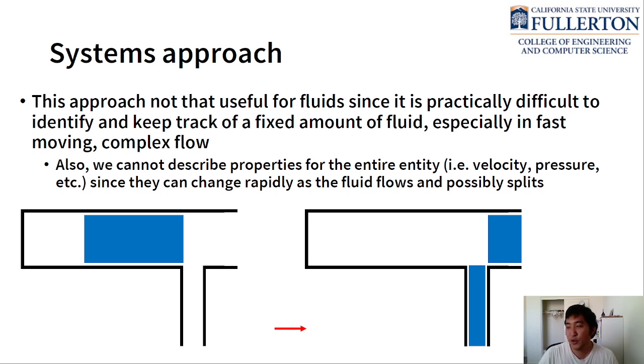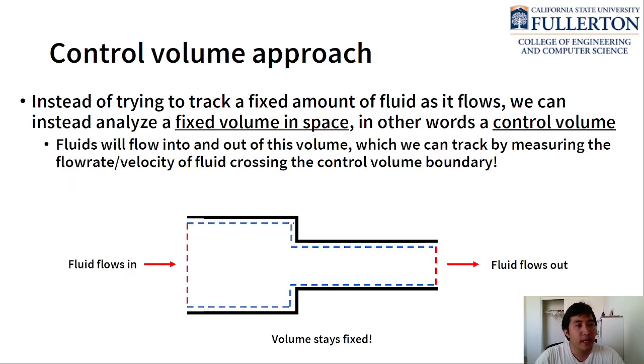And you might have cases where the flow is even faster and more complex, or even more basic. You might have flow that splits into two branches like you have here. This makes it difficult to describe properties for that entire entity, since the shape of the system can change and it can split, and it might be hard to follow. This just really isn't a practical approach to doing fluid mechanics.